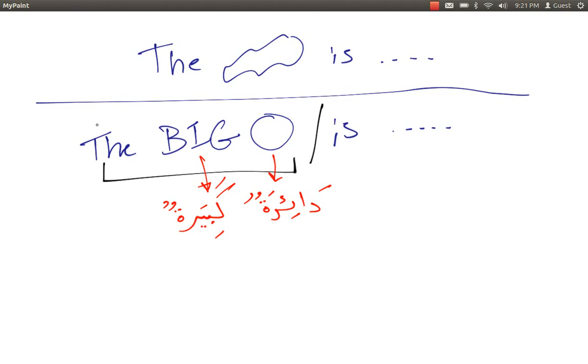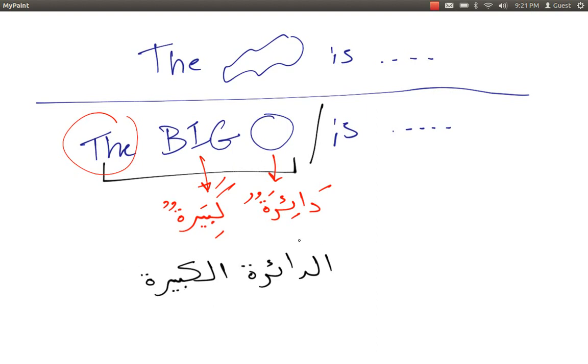Now, the sentence says the big circle, right? So we have to add al somewhere. In this case, you have to add the al for both. You have to say الدائرة الكبيرة. This is because in Arabic the adjective always follows the word it's describing in everything. So if you put al for the first word, you have to put al for the adjective.